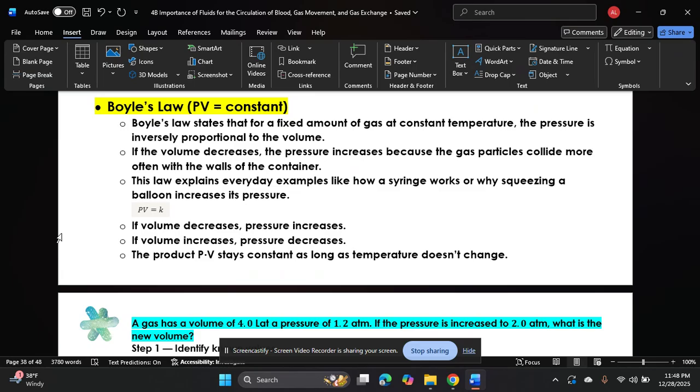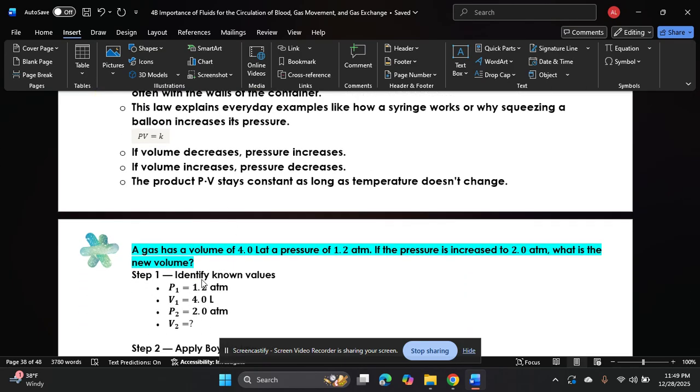PV equals K, right? If volume decreases, the pressure is going to increase. If the volume increases, the pressure is going to decrease, right? The product PV stays constant as long as temp doesn't change.